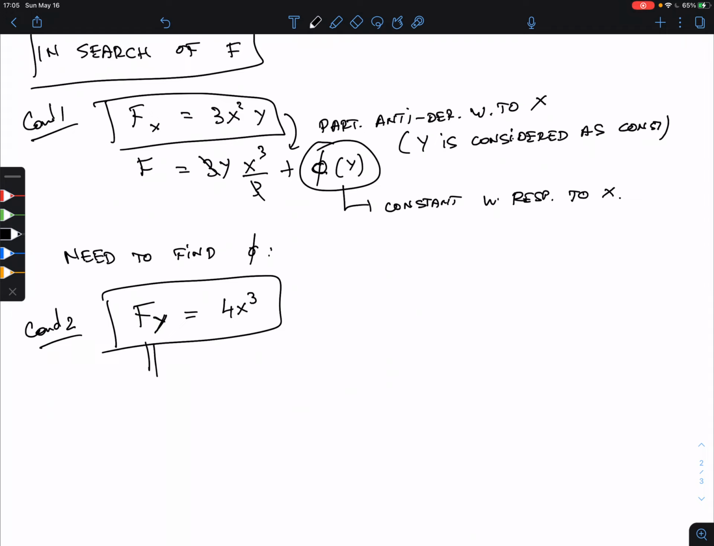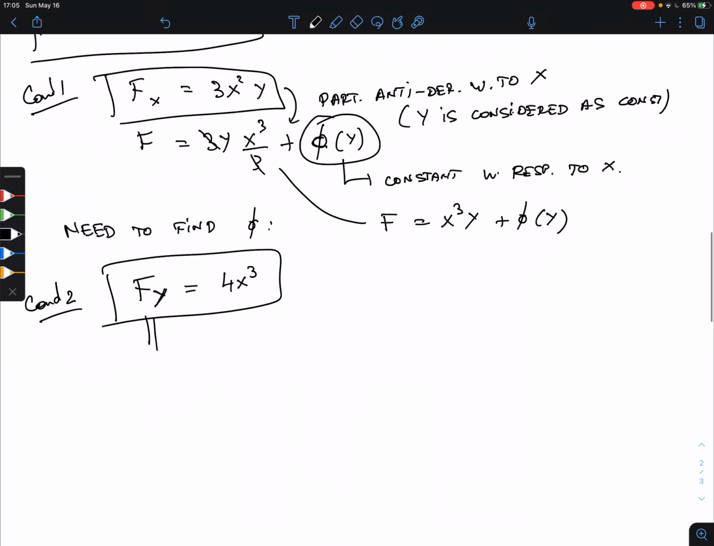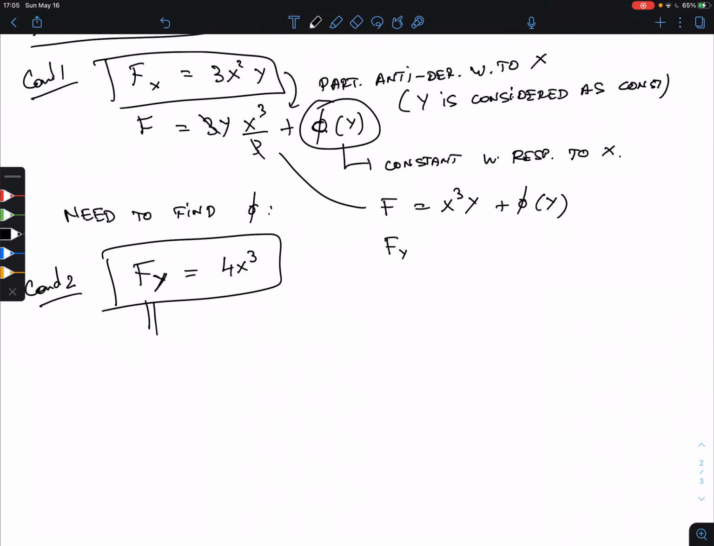Okay, but I know I have a form for f, right? Let me write f here a little bit. Here we had that f was x cubed y plus phi of y. But phi was still a function that we need to determine. So we can calculate f of y, the partial derivative with respect to y. What is that? Well, when you do the partial derivative with respect to y, x cubed is a constant, and then the derivative of y is just 1. Plus, what's the derivative of phi? I don't know. But if you don't know, that's what mathematicians do, and you write just phi prime.